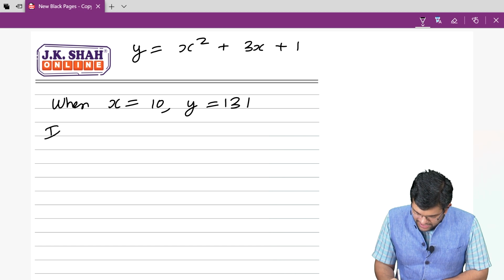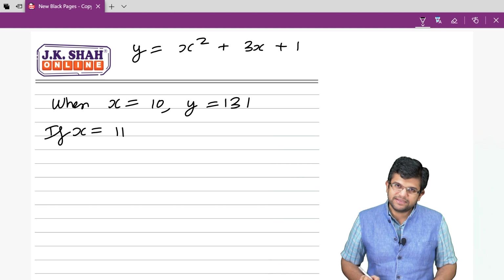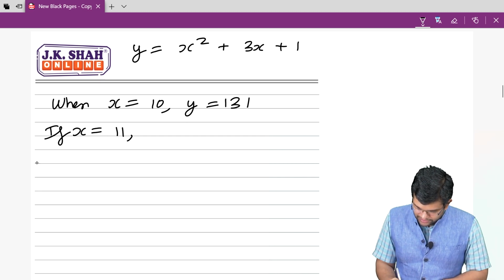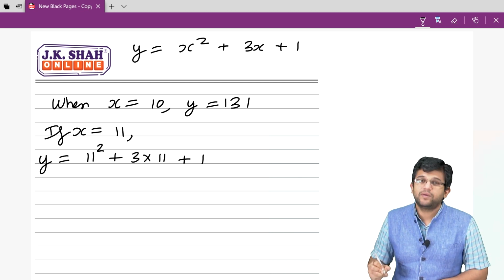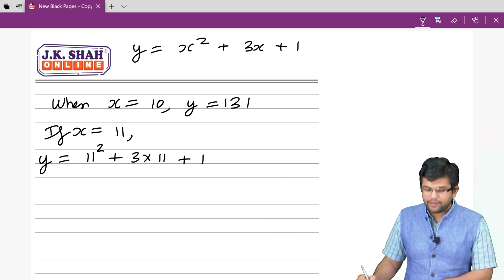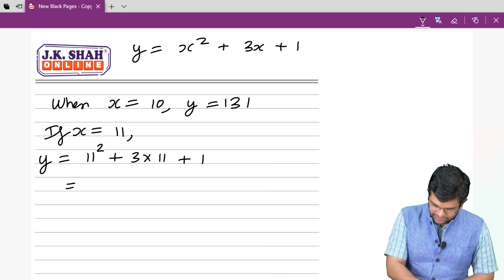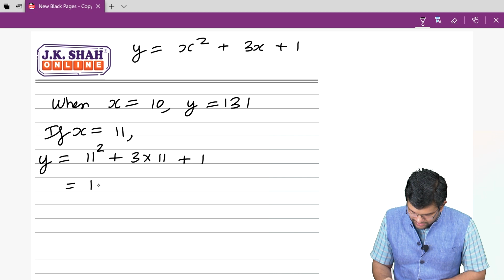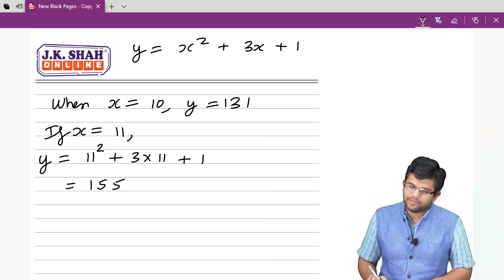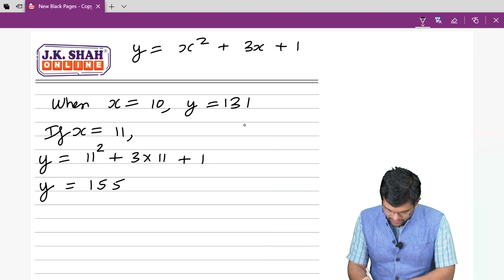Now, if x is equal to 11, children, can I say y should be equal to 11 square plus 3 into 11 plus 1? Do you agree with me? 11 square plus 3 into 11 plus 1. So children, this becomes 121 plus 33 plus 1. Yes, this will become 155. Do you agree with me? This will become 155. So I'll just put a small bifurcation here.